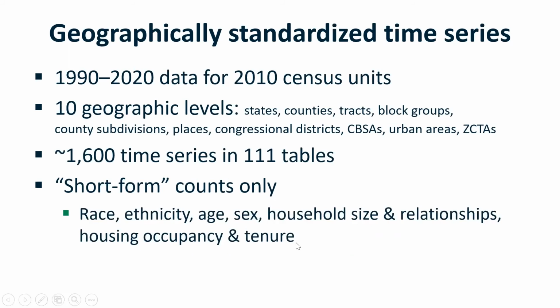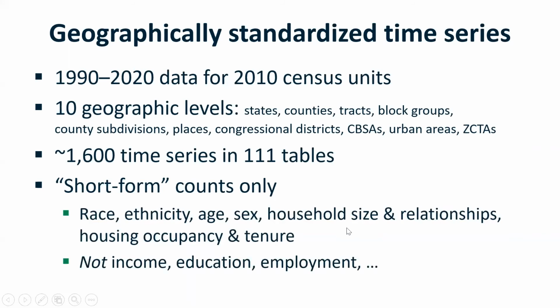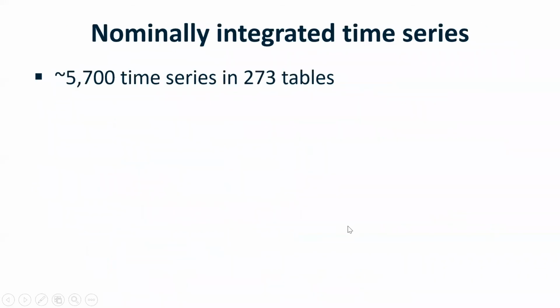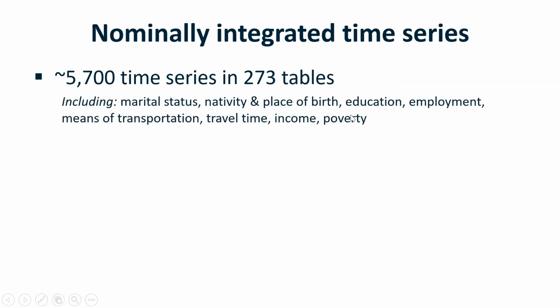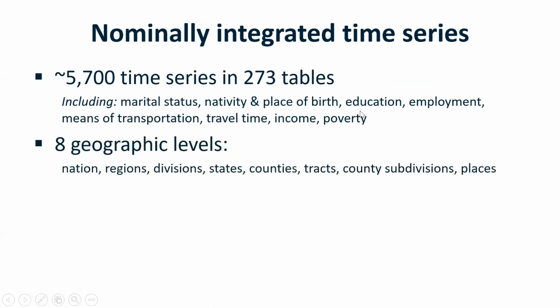So that includes race, ethnicity, age, sex, household size, relationships, and things like that. It does not include income, education, and employment. For that data, we provide nominally integrated time series data where we just match geographies by name across time. We currently have 5,700 time series in 273 nominally integrated tables. So this covers a much broader range of subjects, including all of these different long form subjects. We provide those for 8 different geographic levels.